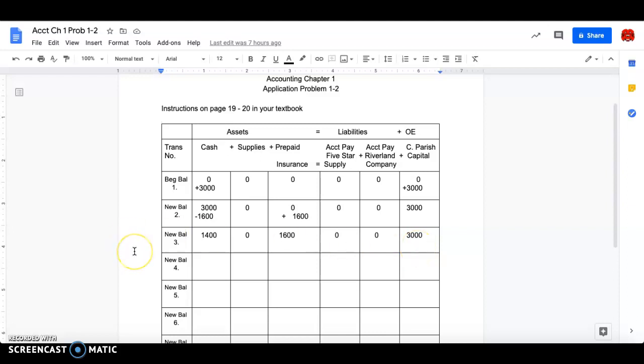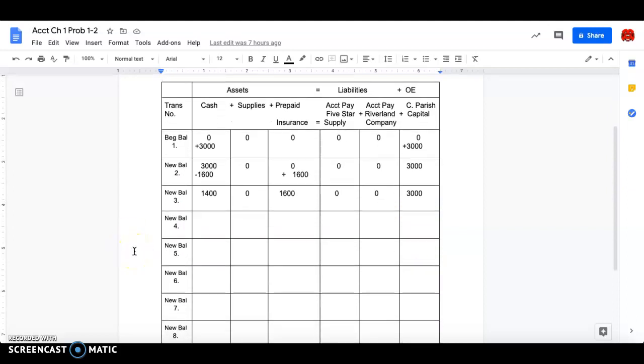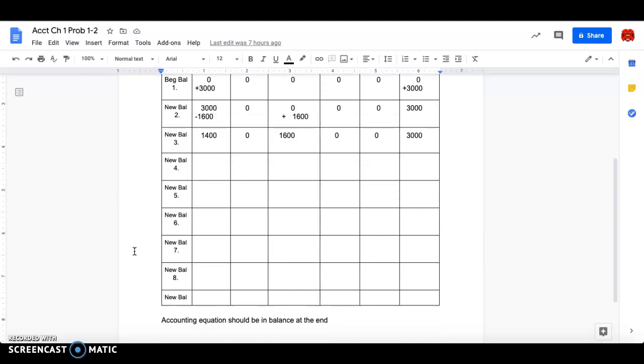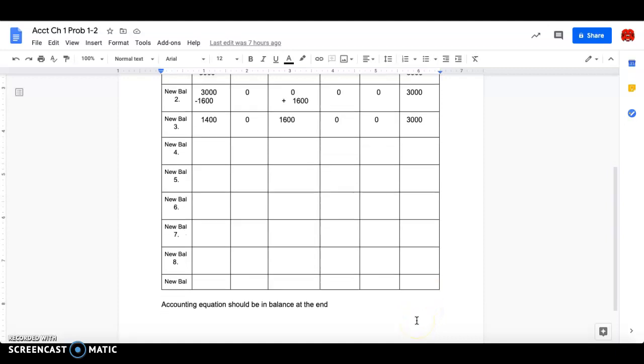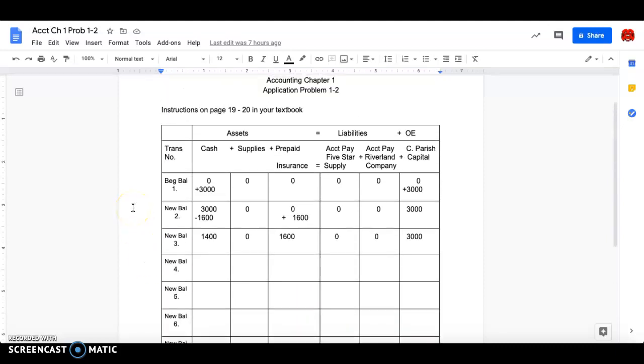What I want you guys to do is make a copy of this and continue on doing the rest of the transactions, and when you get down here to the bottom, your assets should equal your liabilities plus owner's equity. If they don't and you don't know why, don't hesitate to check with me, and I'll see if I can figure out what happened. All right, so that's a pretty fast explanation. Hopefully this makes sense. If there's something that's not making sense, make sure you get a hold of me.